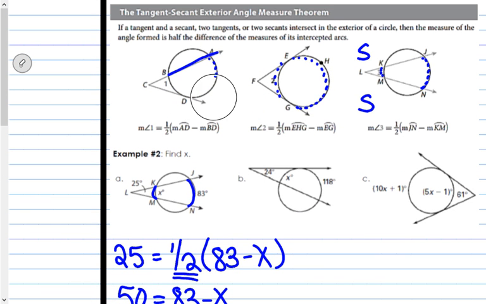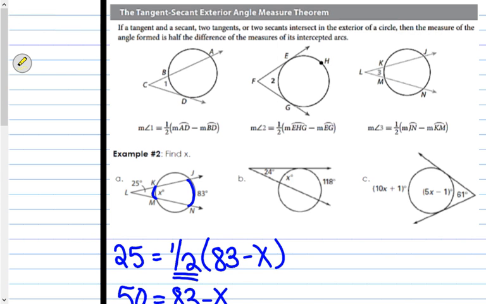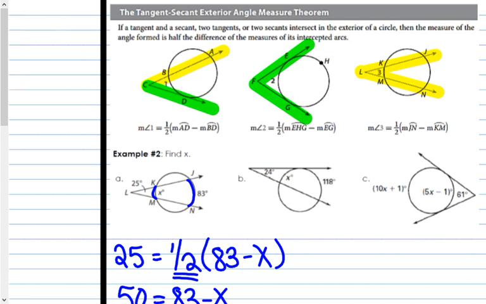Let me erase this portion. Getting comfortable with the two different types of lines. A secant goes through a circle 2 times, so we have a secant, secant, secant, and a tangent touches at one spot. One spot, one spot, one spot. But the process is the same no matter what. The measure of the intersected arcs, the difference of them, cut in half.